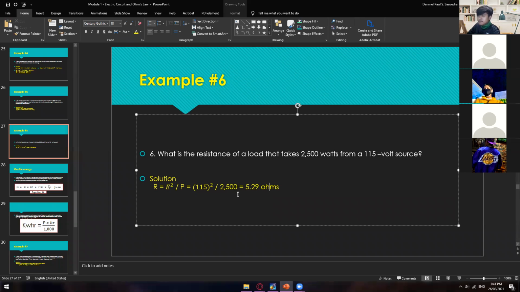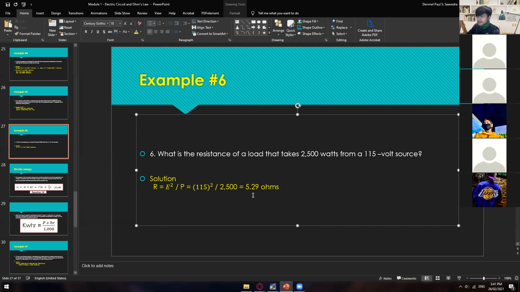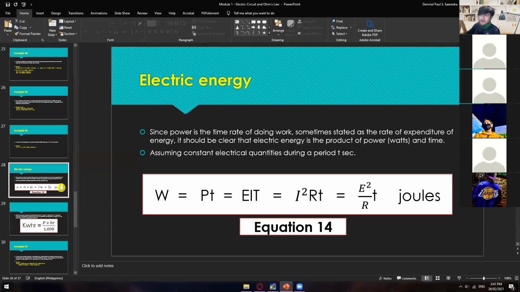Right? So can you guys verify whether this one is correct or not? Tama, sir. Tama. All right, so let us now move on to electric energy.